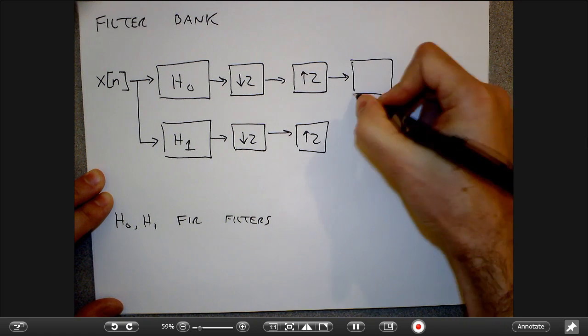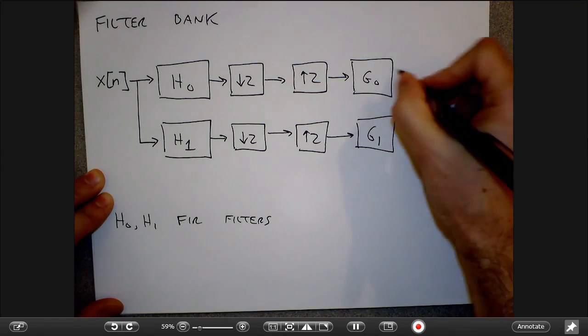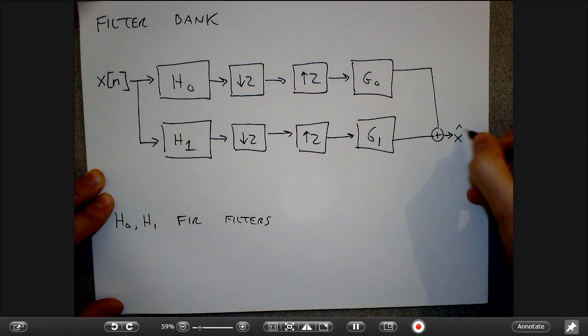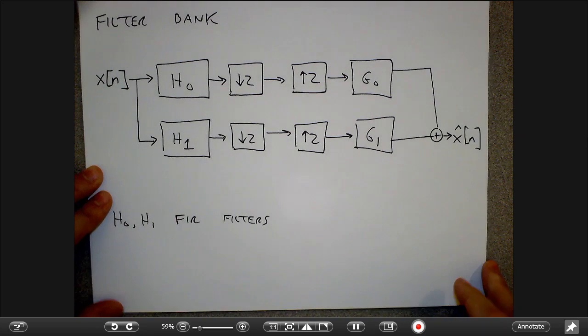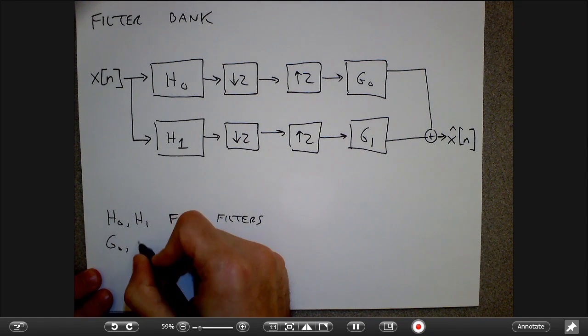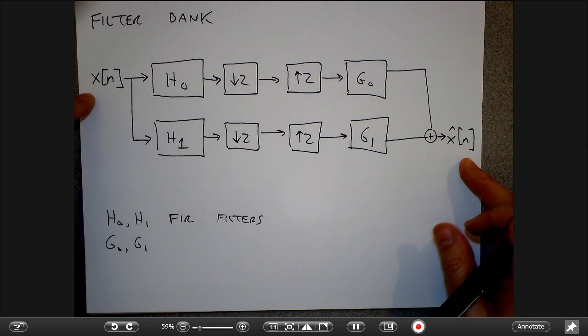I would filter these with some special filters we're going to talk about. And I would add up the results, and I would get some sort of reconstruction. And so the idea is that for this kind of system to work, and actually these guys are also FIR filters, I want to choose these filters in such a way that the output is exactly the same as the input, right?